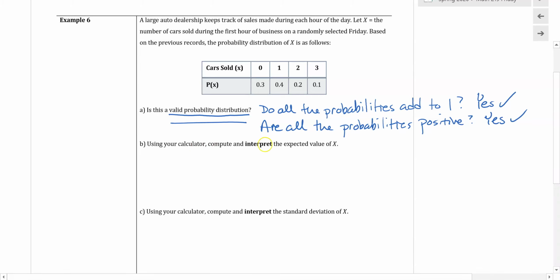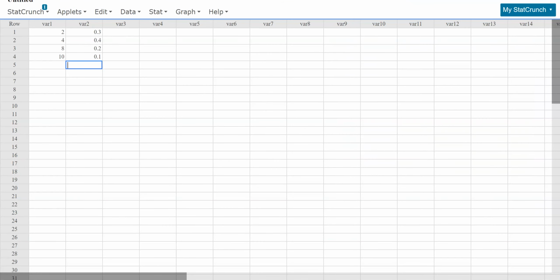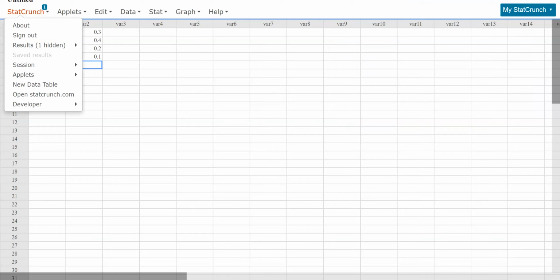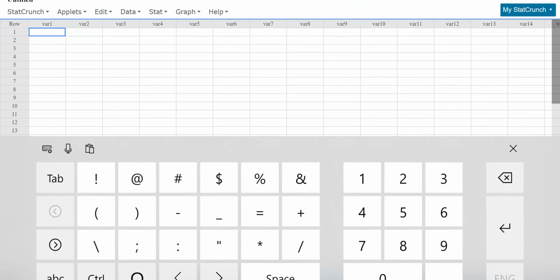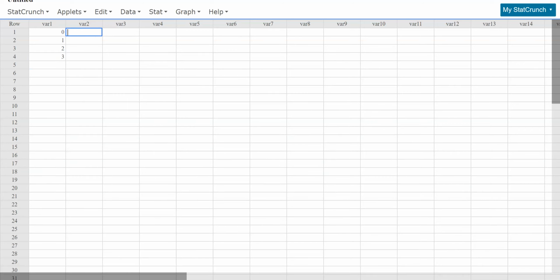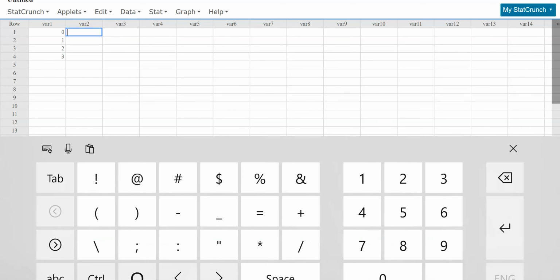So they say use the calculator to compute and interpret the expected value, and the same thing for the standard deviation. Well, let's go back to StatCrunch and do it that way. So I'm going to close this stuff up and open a new one. In this first column, let's put the data values themselves. So in that first hour on a Friday, they sold 0 cars, or 1, or 2, or 3. According to their records, that's what they did in that first hour. And then they found the relative frequency of each one, which ends up being the probability. So that's 0.3, 0.4, 0.2, and 0.1.